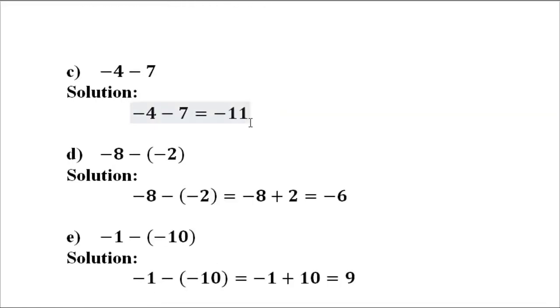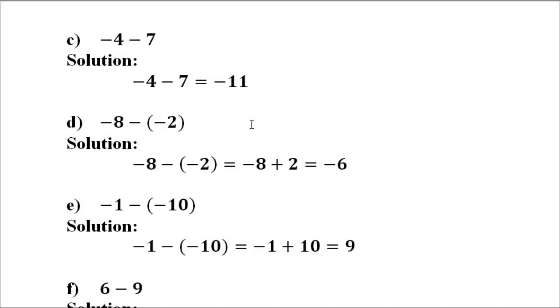The third part is negative 4 minus 7. As both numbers have a negative sign, negative 4 minus 7 results in negative 11. Remember, when we subtract a number from a negative number, we move further into the negatives.